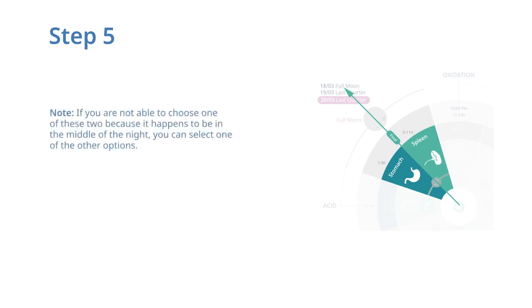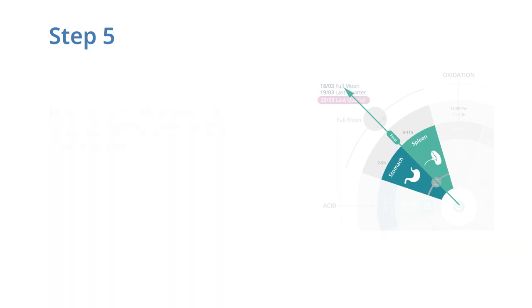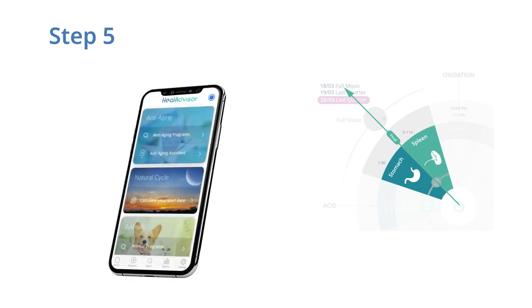Note, if you are not able to choose one of these 2 because it happens to be in the middle of the night, you can select one of the other options. All these steps are performed for you automatically in the Heal Advisor Natural Cycle module. Now, how does it all work in practice?